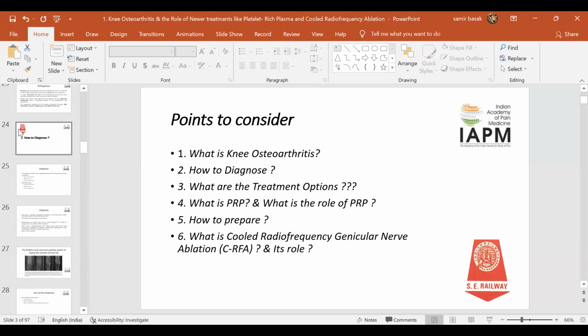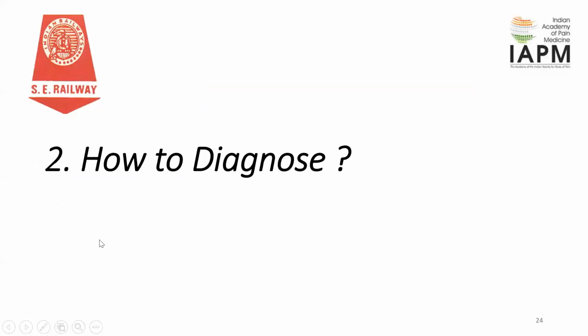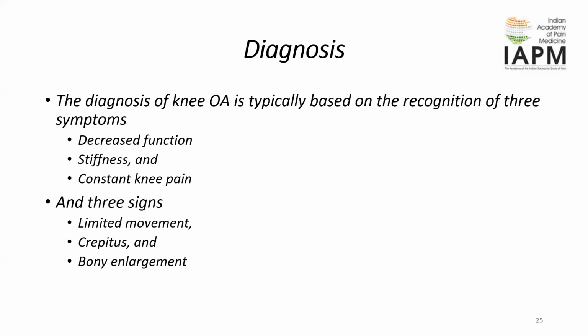Knee osteoarthritis is one of the most debilitating conditions that limits the day-to-day life of the elderly population. So how do we diagnose this condition? Diagnosis is mainly based on three symptoms: decreased function, stiff knee and constant knee pain, and three signs: limited movement, crepitus and bony enlargement.